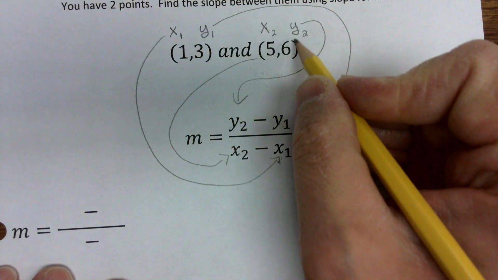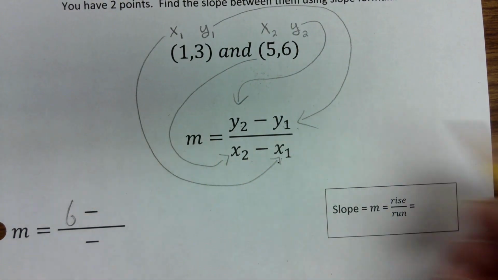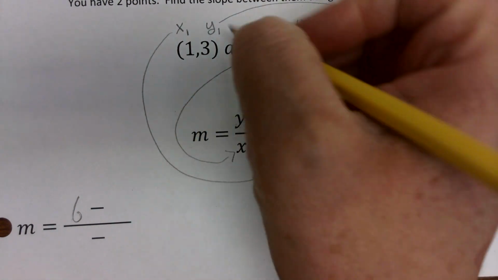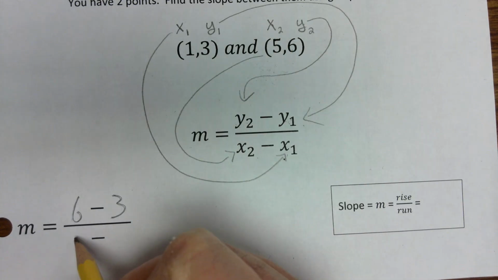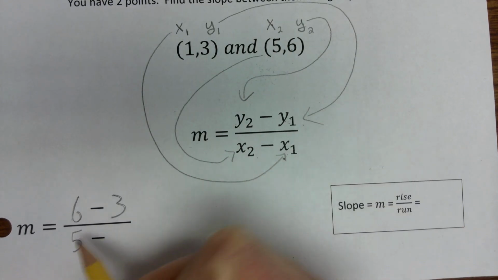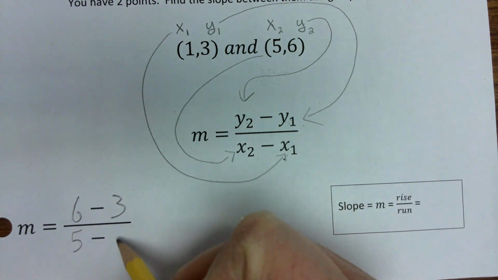Okay, so then my y2 goes first. That's going to be here at 6. My y1 is 3. That's going to go here, just like that. My x2 is 5, right, just like here, and then my x1 is here.